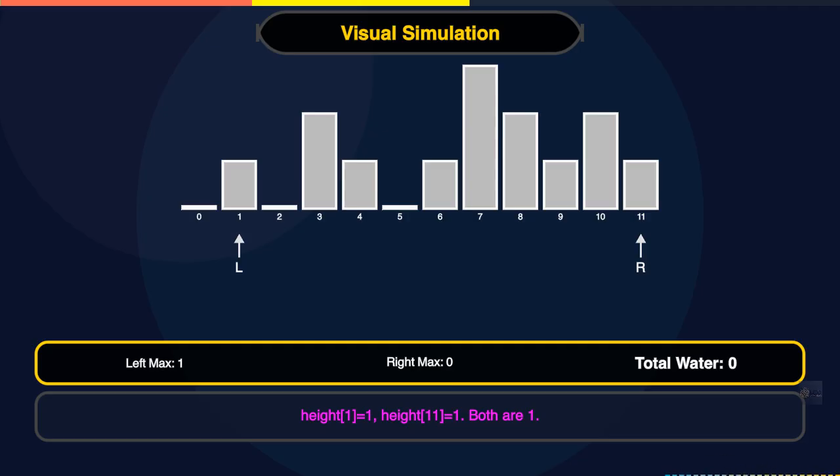Now, comparing left and right again, both are 1. We can pick either side. Let us move the right pointer. The height at the new right is 2, so we update right max to 2 and move right again.